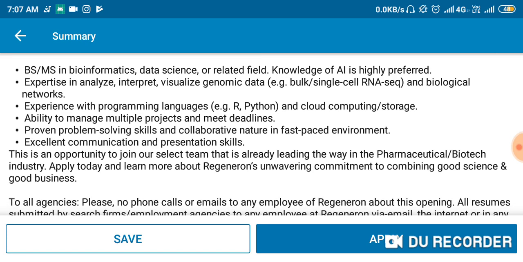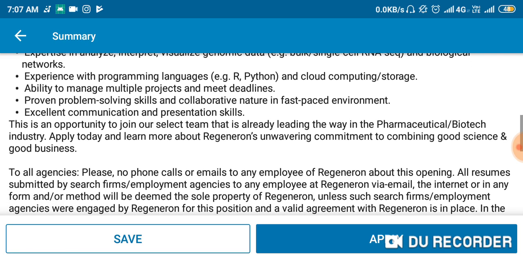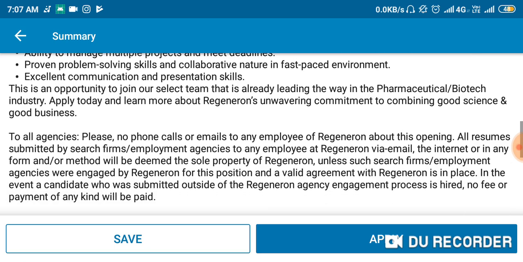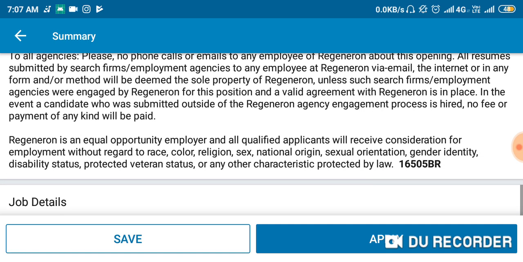Then this is saying expertise in analyzing, interpreting, visualizing genomic data, experience with programming languages, therefore R, Python, and cloud computing for storage, ability to manage multiple projects and meet deadlines. So these are the things. Excellent communication and presentation skills. So these are the things, and you have to prepare for these startups. They are very good.